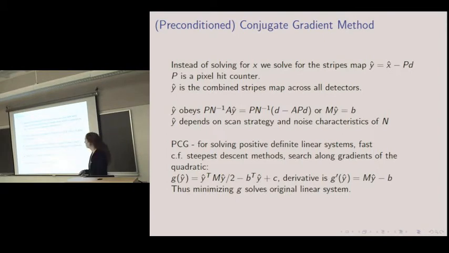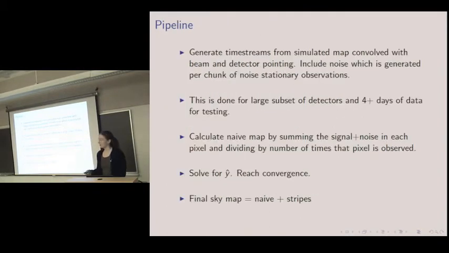The analysis pipeline that we're developing does these steps. You generate your time streams from simulated maps, and these simulated maps are convolved with the beam and the detector pointing, and so you scan them with your detector pointing. And you've included noise, which you generate in chunks, where the noise is over a length of time where the noise is stationary.